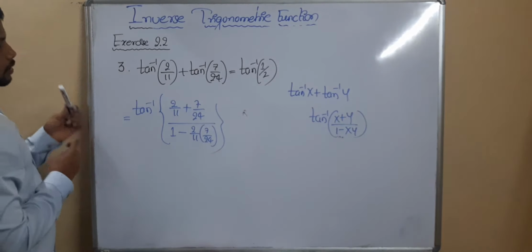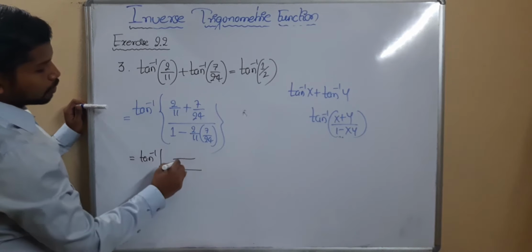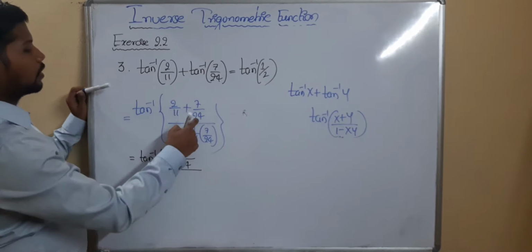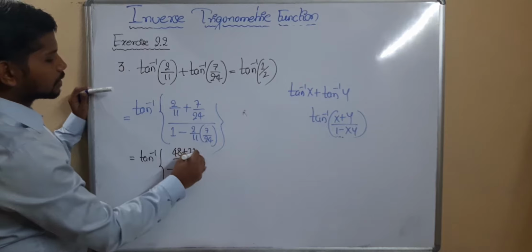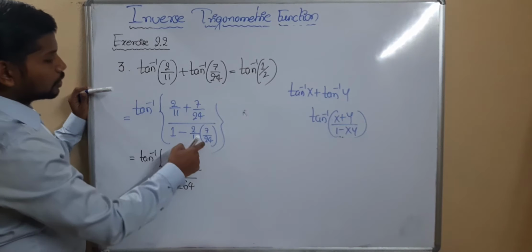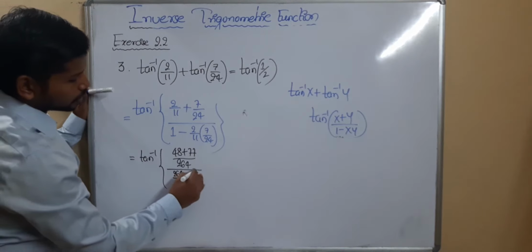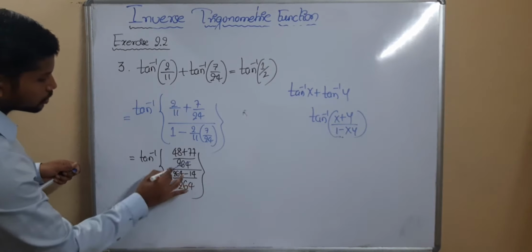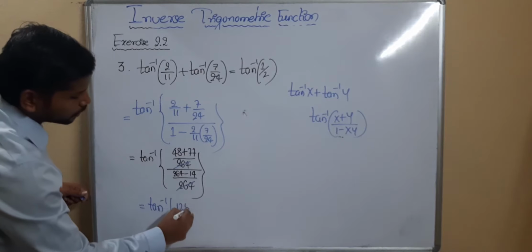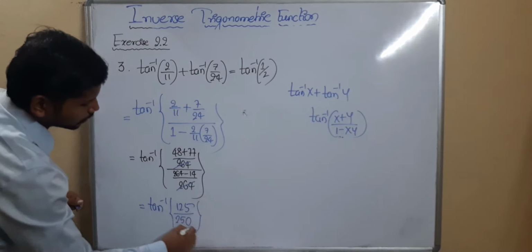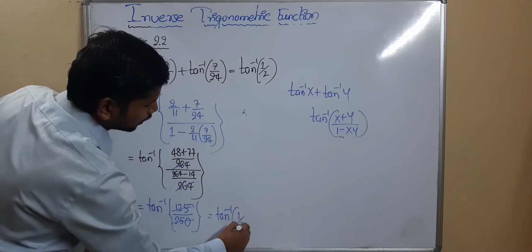Then the next step is tan inverse of, what is the LCM? It will be 264. 24 into 2 will be 48 plus 11 into 7 will be 77. Here it is 264. 264 into 1 will be 264 minus 7 into 2 will be 14. Got the point clearly? Here 264 cancelled. It is tan inverse of numerator 125 divided by 250. 125, 250 cancelled. It will be tan inverse of 1 by 2.